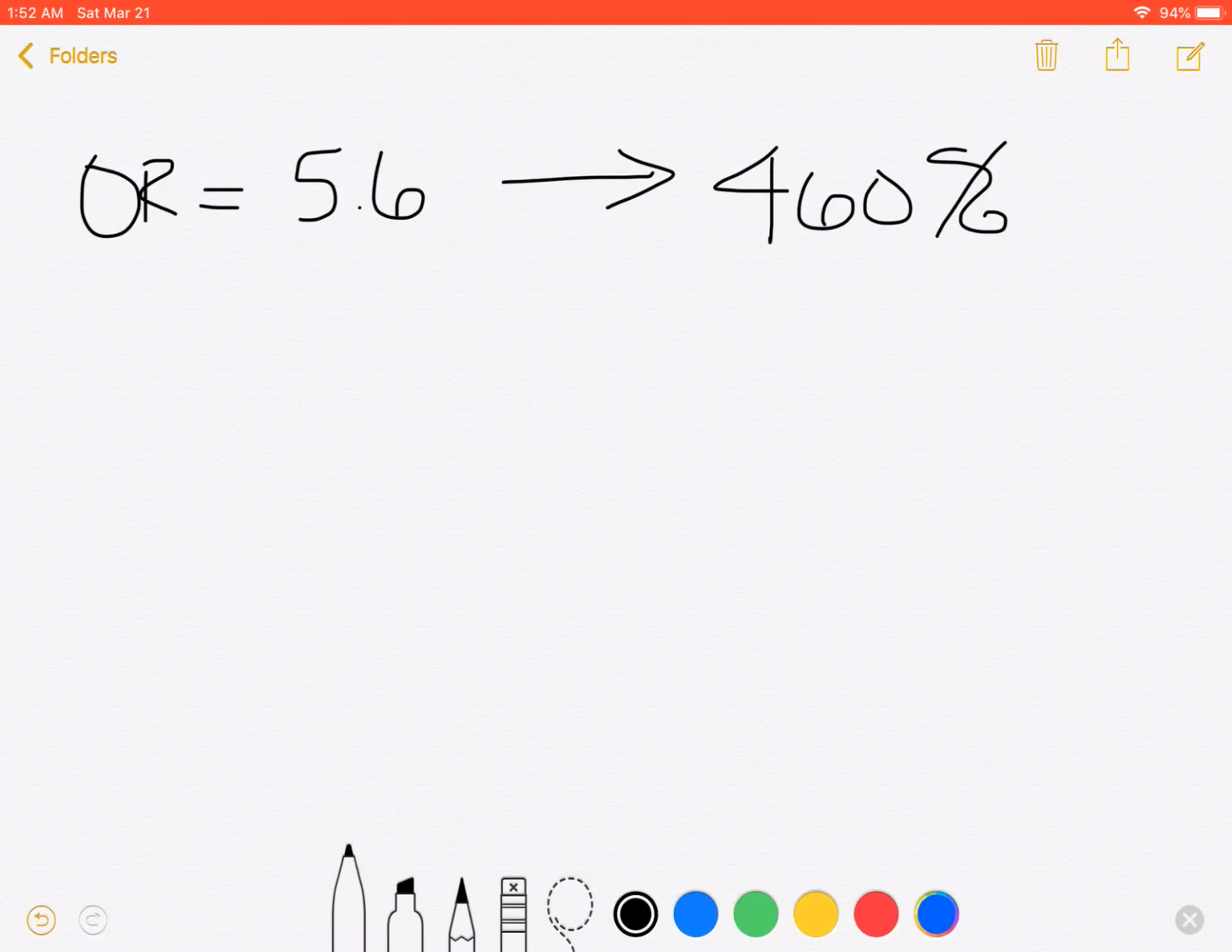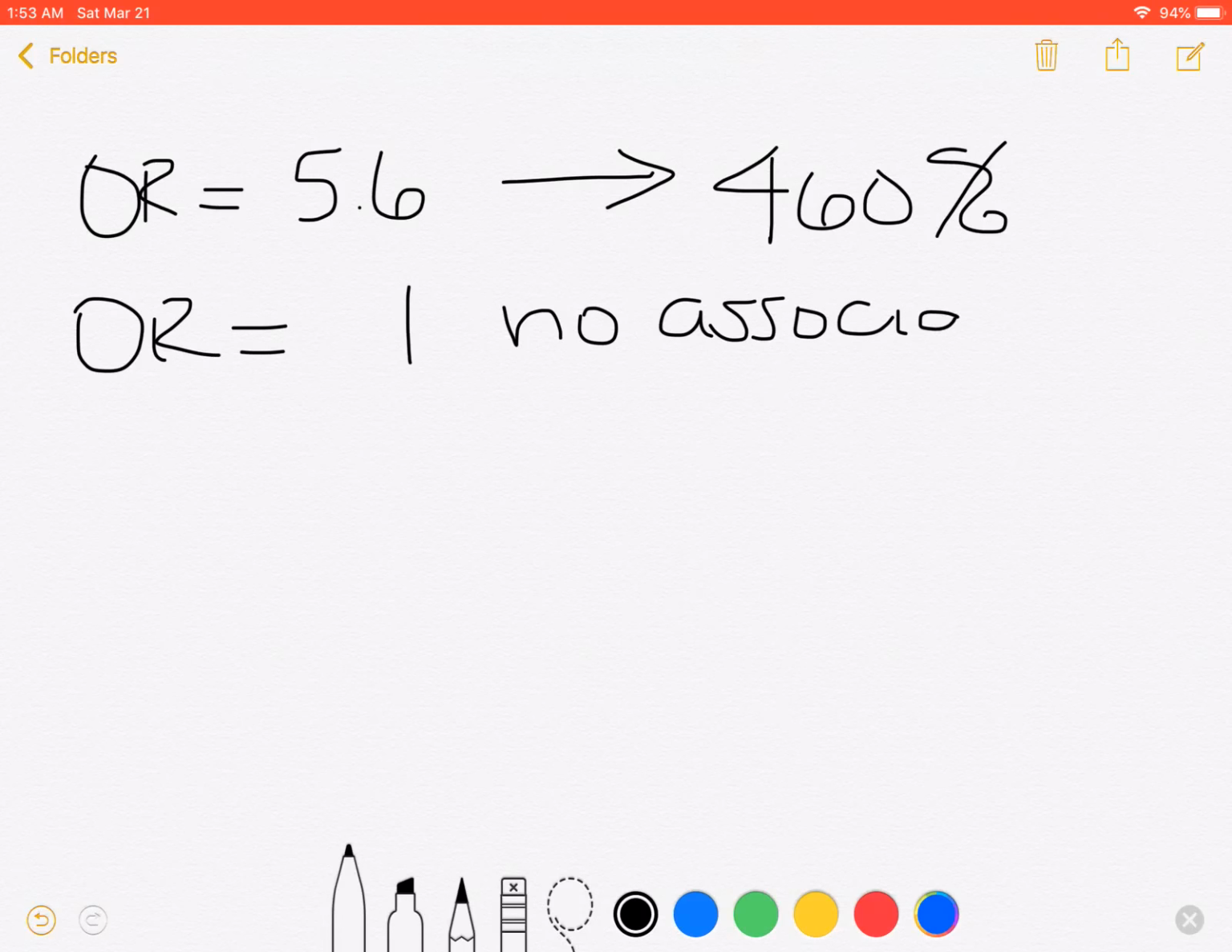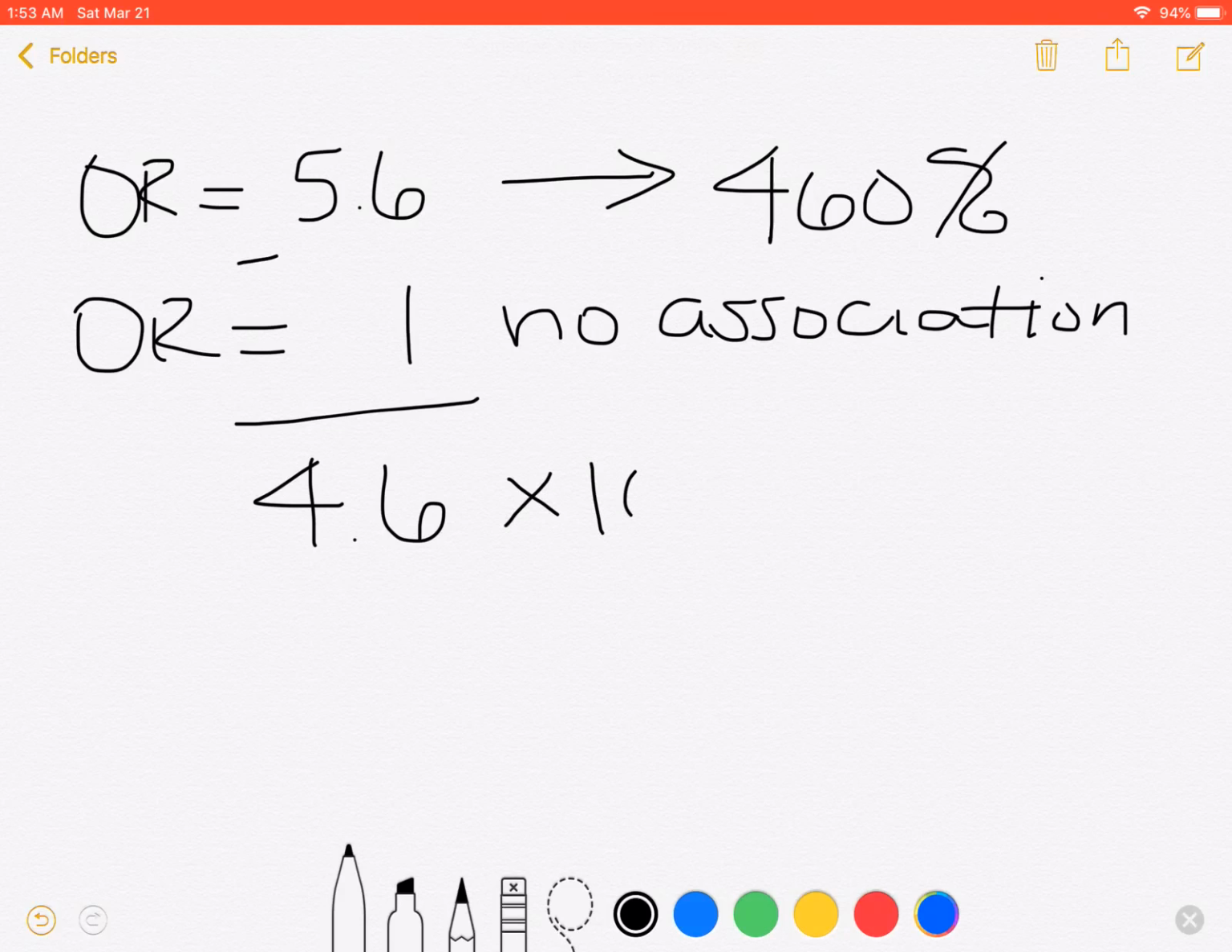Well, remember back in the beginning when I said if an OR equals 1, that means no association. That means the base of an odds ratio is a 1. So to figure out how much more something is, you need to remove that 1 from the equation. So what we do is 5.6 minus 1 equals 4.6, and then it's a percent. And when we have a percent, we need to multiply by 100 in order to get a percent. So if you multiply 4.6 by 100, you have 460% more likely.